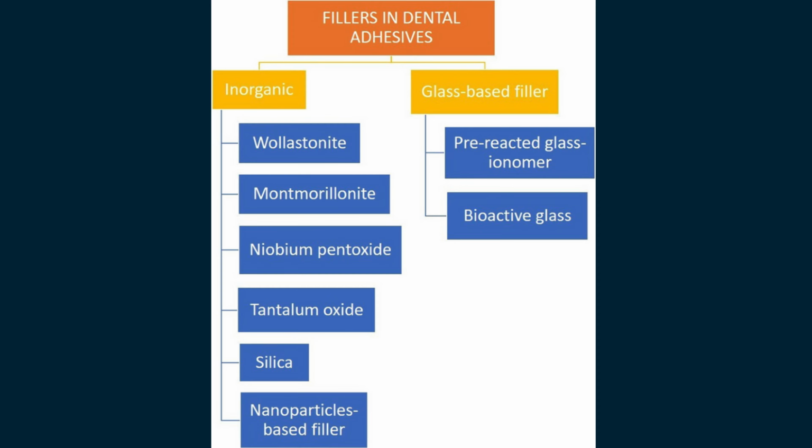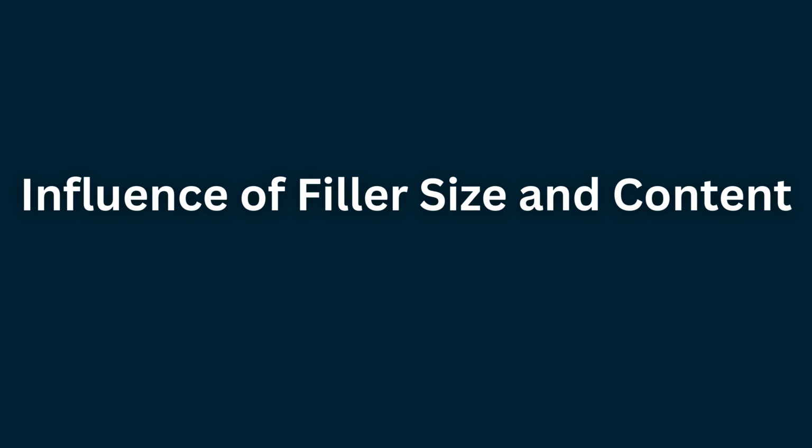To achieve efficient stress transfer between filler particles and the resin matrix, fillers are often silanized using coupling agents such as gamma-methacryloxypropyl trimethoxysilane. Silane coupling promotes chemical bonding between inorganic fillers and the organic polymer matrix, improving mechanical strength and preventing premature degradation. Influence of filler size and content.